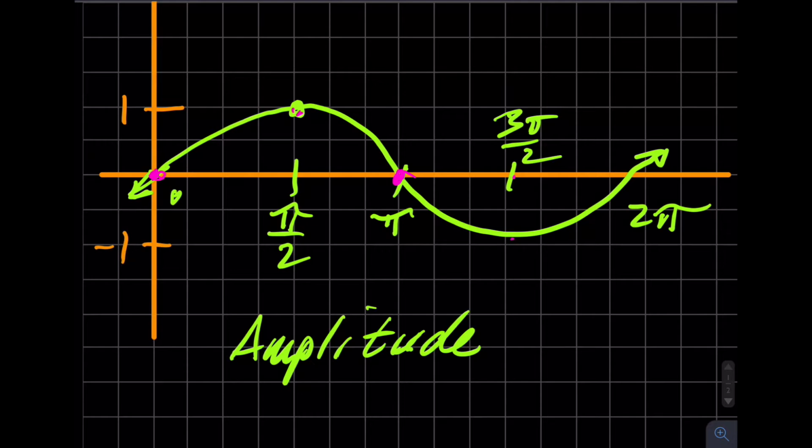Amplitude. And what I have sketched here is, hopefully you realize, the sine function, y equals sine x. I have approximately one period graphed here from 0 to 2 pi. And again, it is the parent function of y equals sine x. And today we're going to talk about amplitude.